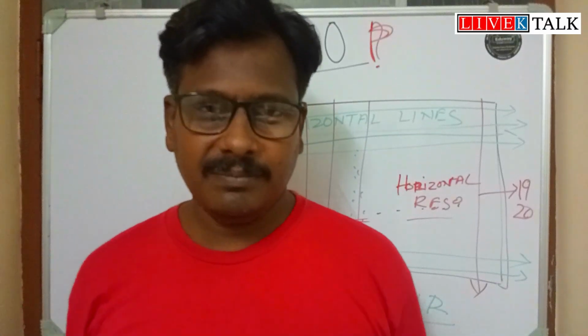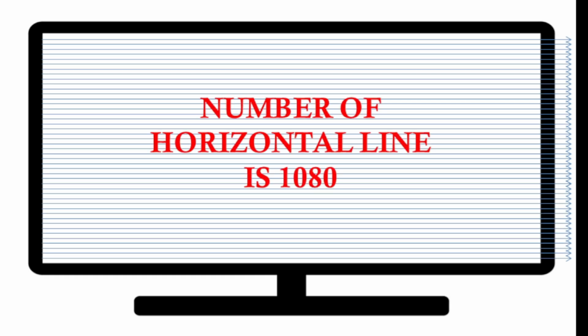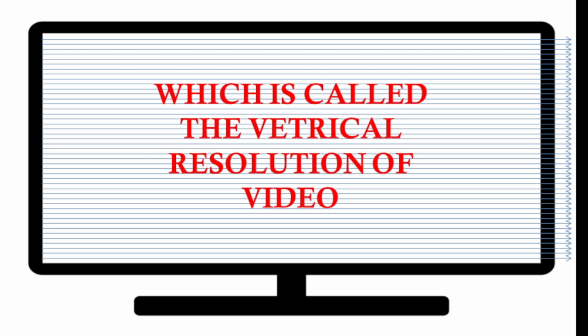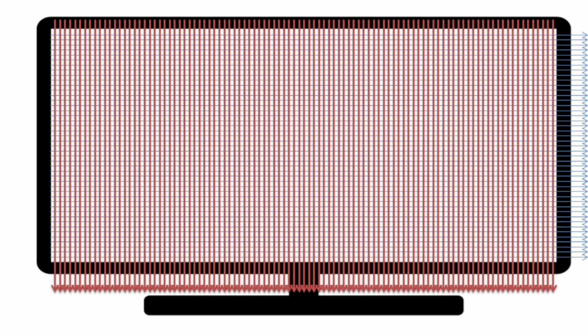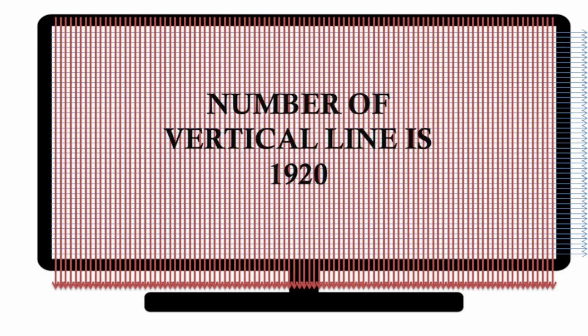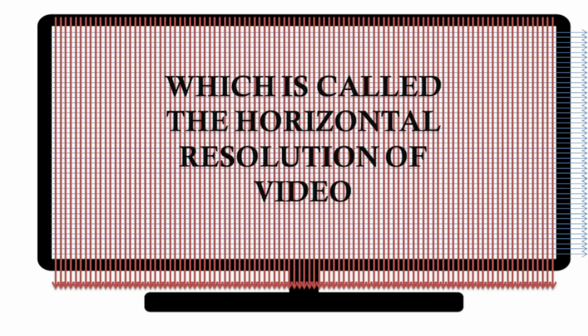Let's check the clip. So friends, as I said, this is your screen and the horizontal lines run across left to right, and top to bottom. How many horizontal lines are there? The number of horizontal lines is 1080, which is called the vertical resolution of video. Now let's look into the vertical lines, which run across the screen. How many vertical lines are there? The number of vertical lines is 1920, which is called the horizontal resolution of video.